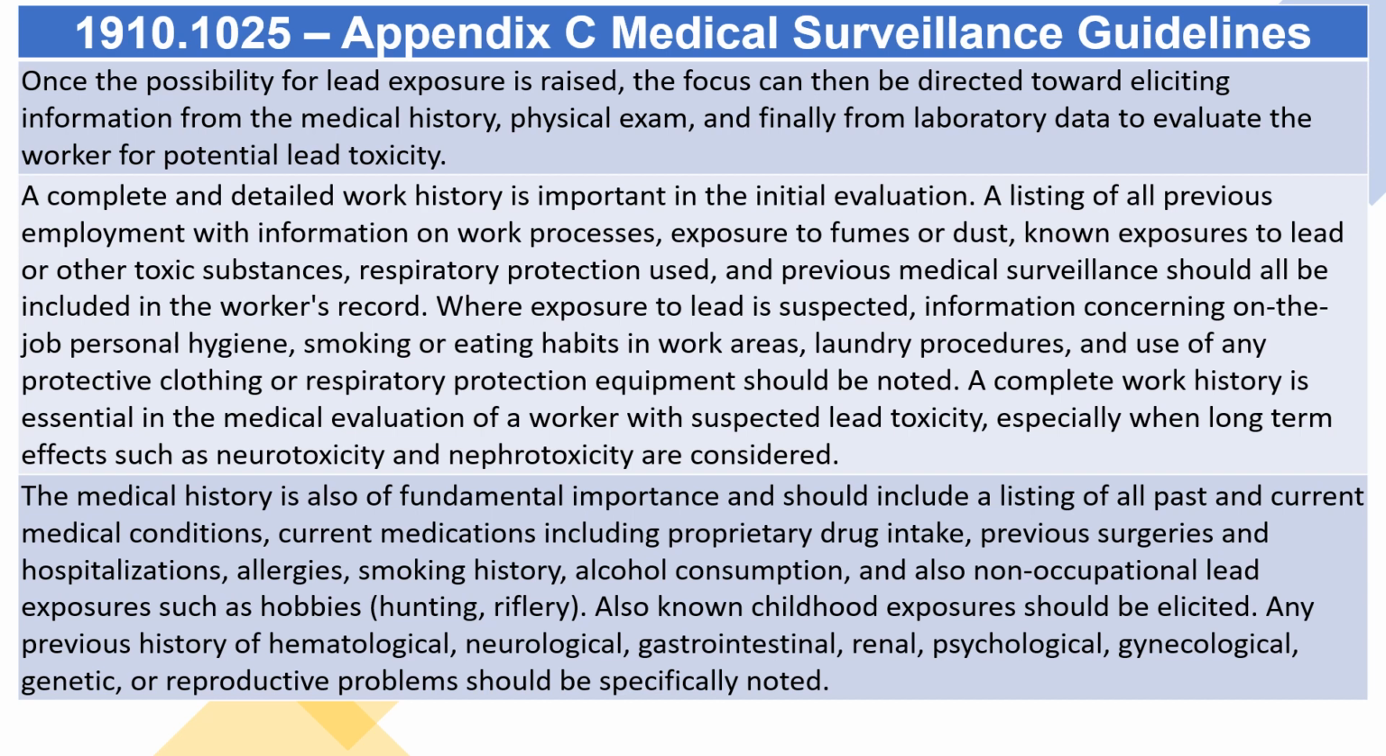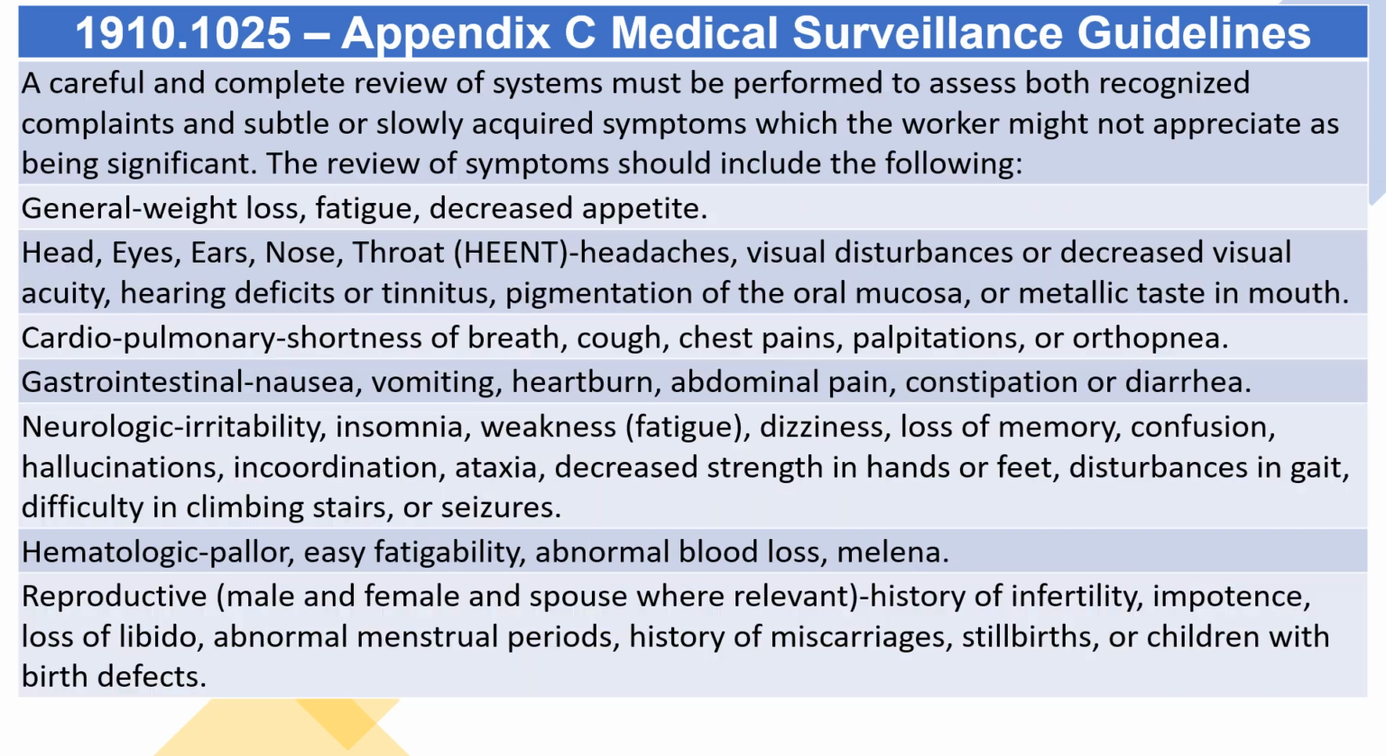The medical history is also of fundamental importance and should include a listing of all past and current medical conditions, current medications including proprietary drug intake, previous surgeries and hospitalizations, allergies, smoking history, alcohol consumption, and also non-occupational lead exposures such as hobbies, hunting, riflery. Also known childhood exposures should be elicited. Any previous history of hematological, neurological, gastrointestinal, renal, psychological, gynecological, genetic, or reproductive problems should be specifically noted. A careful and complete review of systems must be performed to assess both recognized complaints and subtle or slowly acquired symptoms which the worker might not appreciate as being significant.